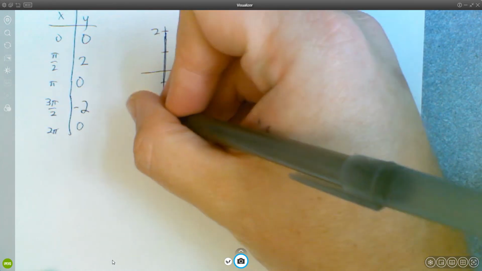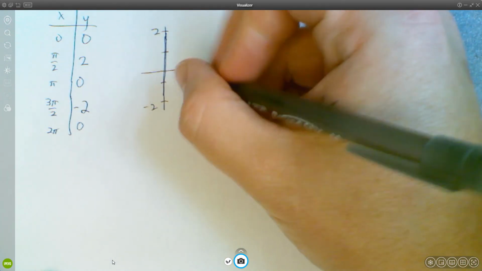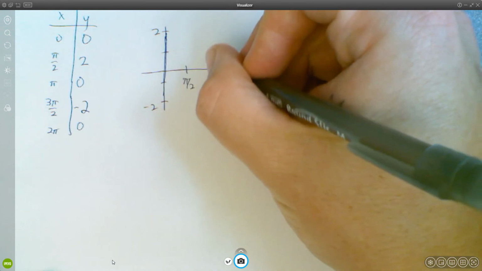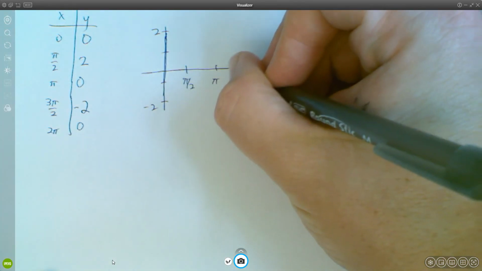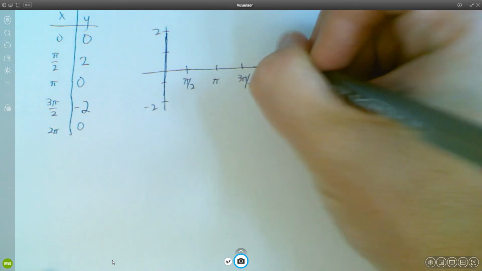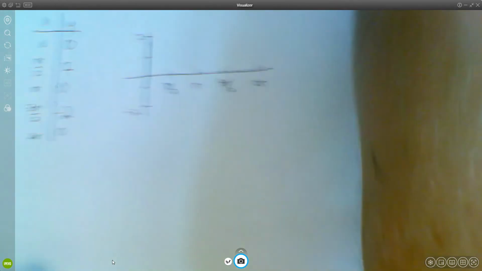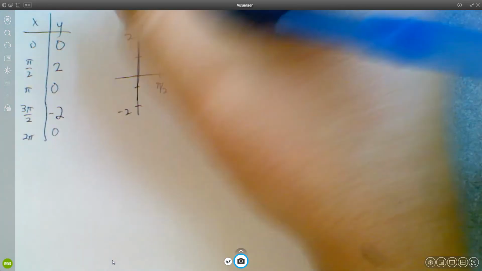So again, the labels are really everything. The shape is not going to be that different from anything else that we've graphed so far. Okay, but this is what we've got now.